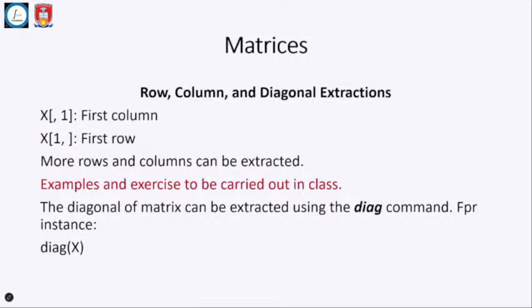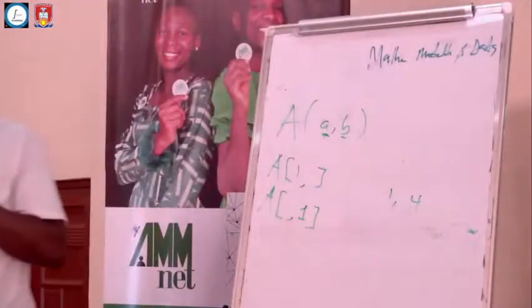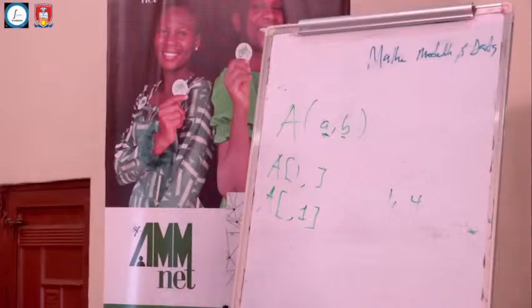Do you have that done already? What do you have for column 1 of your matrix? 1, 4. That's great. That's lovely. All right, so you can select any row or any column.